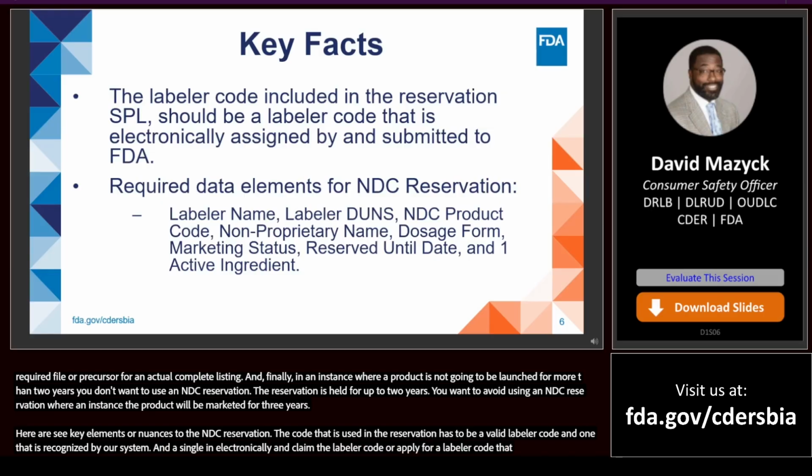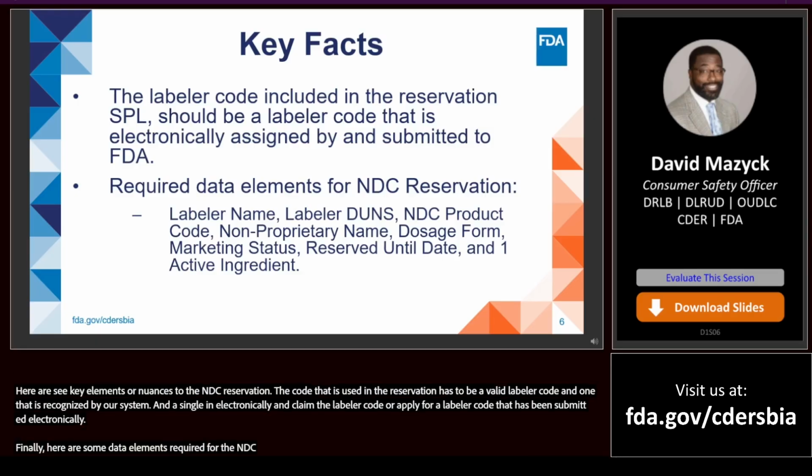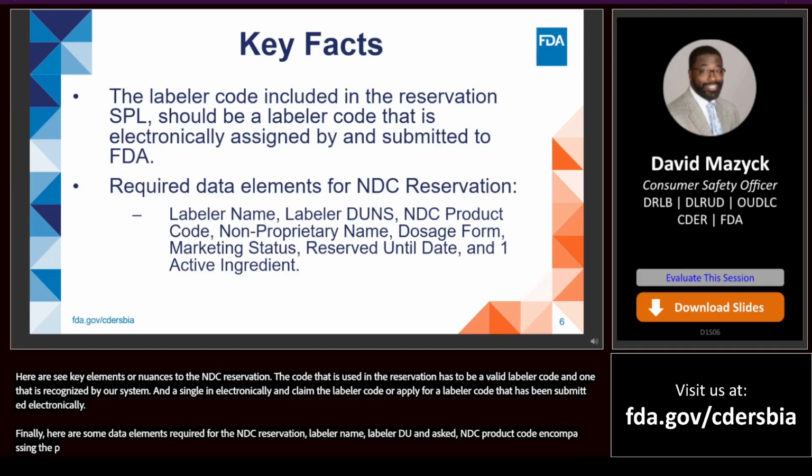And finally, here are some of the data elements required for the NDC reservation: the labeler name, the labeler DUNS, the NDC prod code, which encompasses the labeler code and the product number, the non-proprietary name, dosage form, marketing status, and the reserved until date. And then finally, one active ingredient. These are the required elements for an NDC reservation.